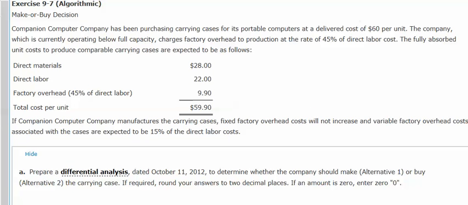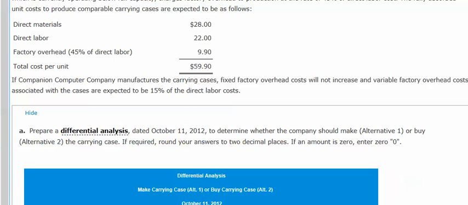It says if a companion computer company manufactures the carrying cases, fixed factory overhead costs will not increase, so we have the capacity, and the variable factory overhead costs associated with the cases are expected to be 15% of the direct labor costs. So we'll be able to calculate what our total amount is.